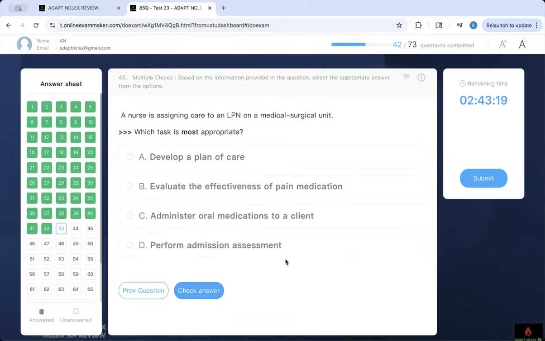Administer oral medication to a client, perform admission assessment. What can the LPN do? And I call it MMR most. Pick your answer. Let me know.